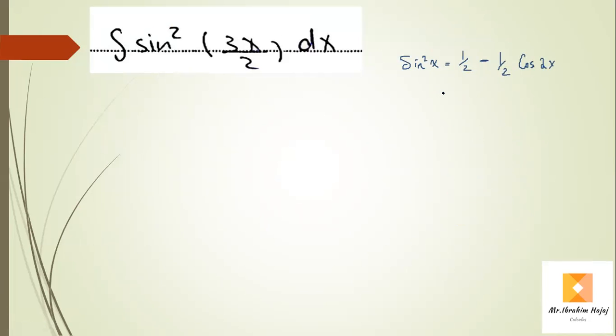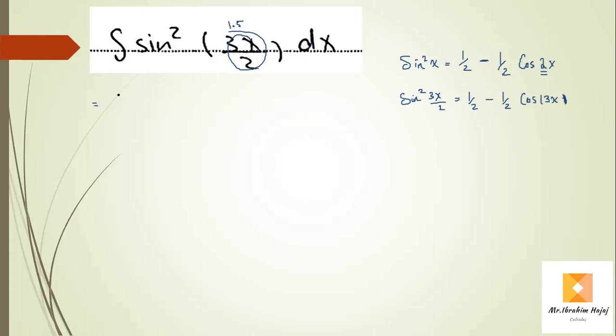Okay. For our situation, we have sine squared 3x over 2. So what's the double of 3x over 2? Sine squared 3x over 2 we can replace with half minus 1/2 cosine of the double angle. The double of 3x over 2 is 3x, since 3 over 2 is 1.5, and the double of 1.5 is 3. Or multiply 3 over 2 by 2 gives 3. Okay.